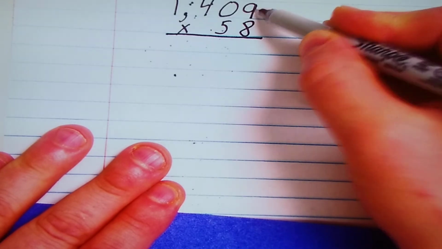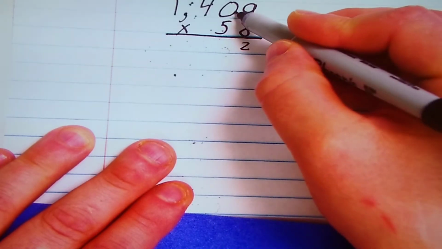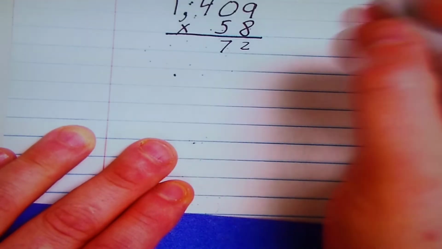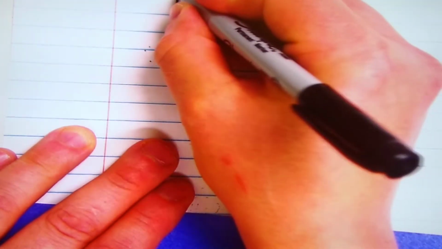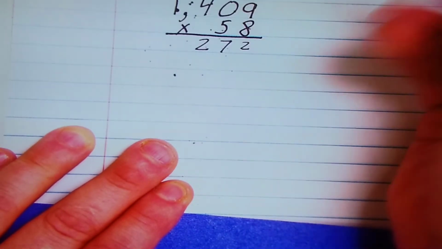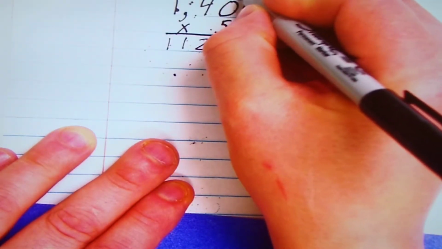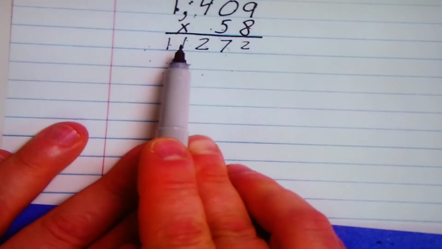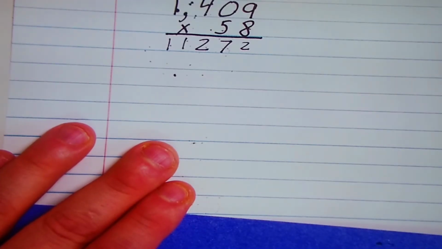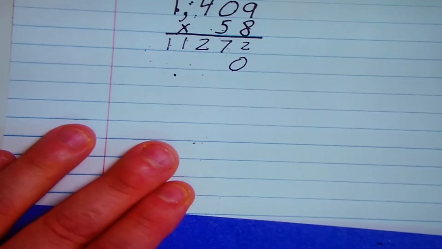8 times 9, 72. Bring down the 2, carry the 7. 8 times 0 is 0, plus 7 is 7. 8 times 4 is 32. Bring down the 2, carry the 3. 8 times 1 is 8, plus 3 is 11. Bring down the 11. Mark out 3, mark out the 7 here, and there you have it. Your first row is 1, 1, 2, 7, 2. 11,272. Now, I bring down a 0. If you forget to bring down zeros, you will get the wrong answer every time.